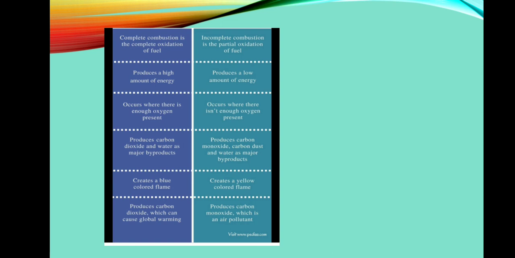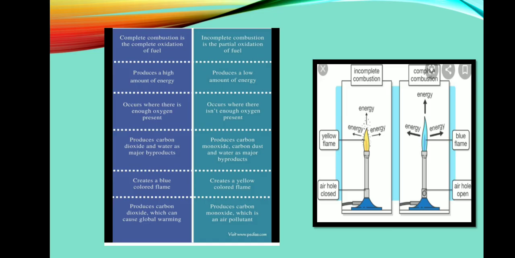Carbon dioxide is produced in complete combustion. Carbon monoxide, that's a toxic gas, is produced in incomplete combustion. These are the comparisons you have to learn. Here you can see the diagram also.